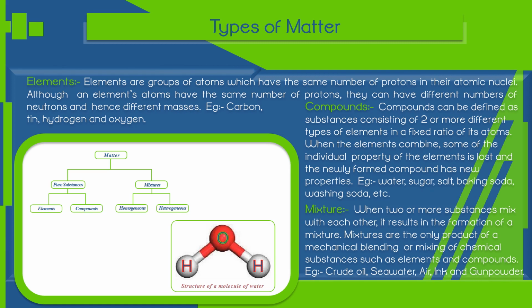For example, water. We know that it is composed of hydrogen and oxygen. Hydrogen and oxygen here are the elements, and when these two elements combine, they form water, that is H2O. And the properties of hydrogen and oxygen as well as water will be different.